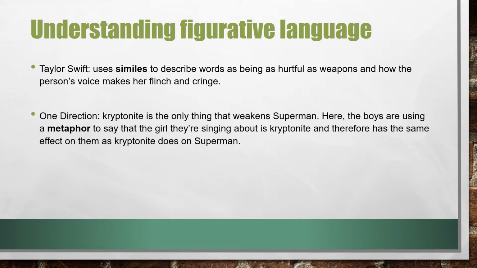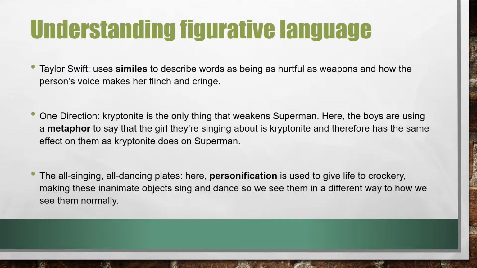Now, with One Direction, kryptonite is the only thing that weakens Superman. And here, the boys are using a metaphor to say that the girl they're singing about is kryptonite and therefore has the same effect on them as kryptonite does on Superman. Weak. Now, you're singing All Dancing Plates. Here, personification is used to give life to crockery, making these inanimate objects sing and dance so we can see them in a different way to how we see them normally.